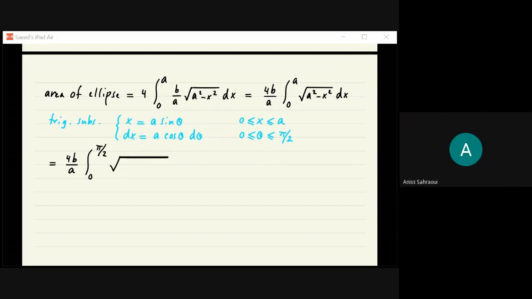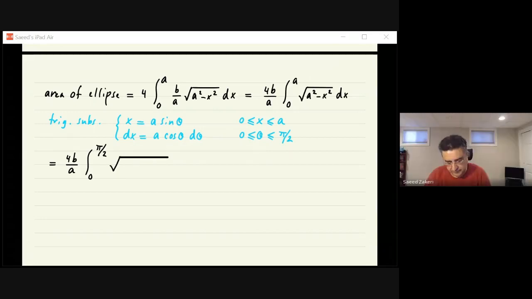How did you get pi over 2 again? If x is a, you see the upper bound. If x is a, put a here, then a equals a sine theta. So cancel a. That means sine theta must be 1. And sine of theta being 1 implies theta is pi over 2. Take arc sine or sine inverse. Does that answer your question?